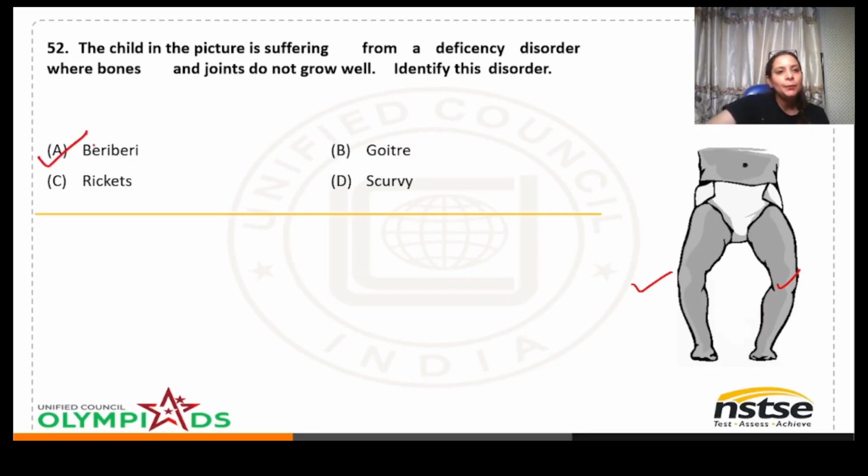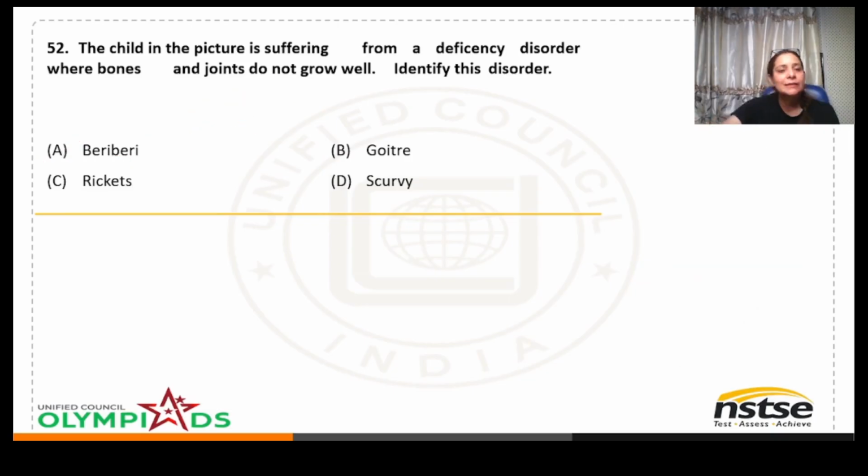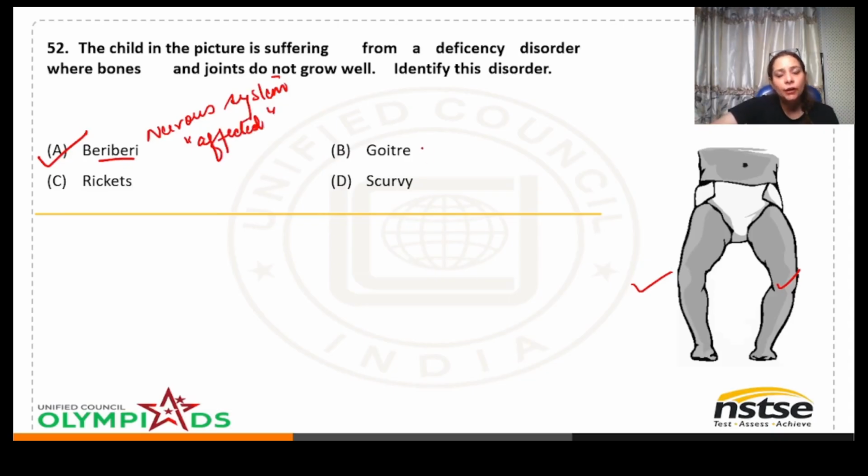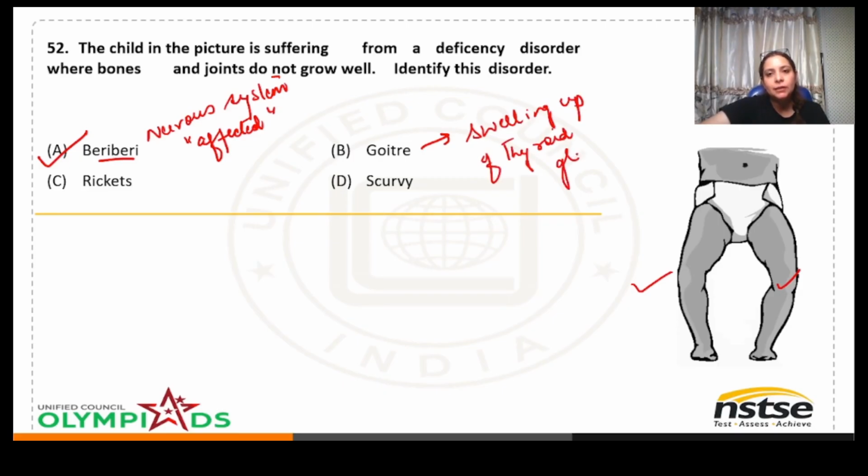Let me tell you, beriberi is the kind of disorder which occurs due to deficiency of vitamin B1, and in this nervous disorder, the nervous system gets affected. Goiter is a disorder in which the thyroid gland becomes swollen. Yes, it occurs due to deficiency of iodine in your diet.